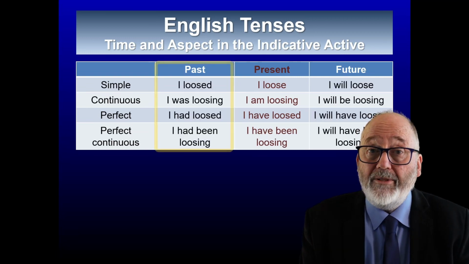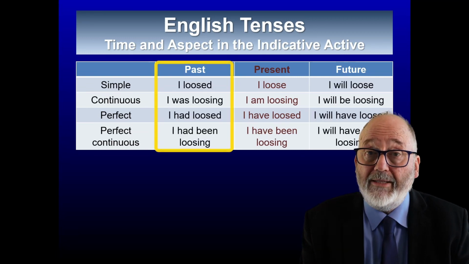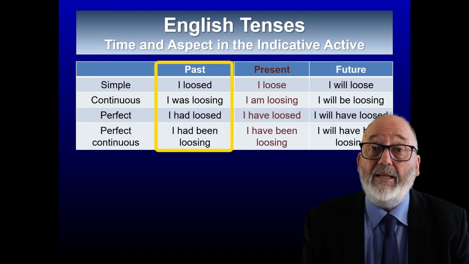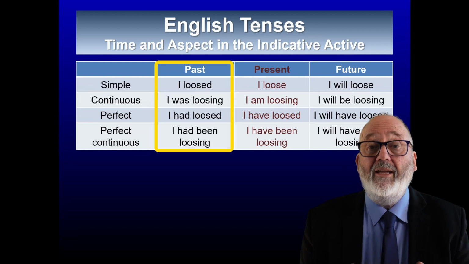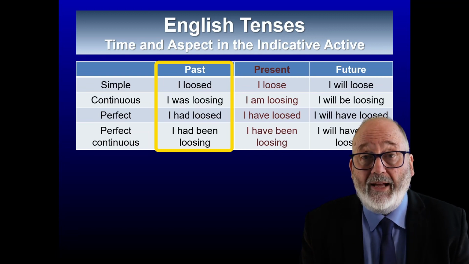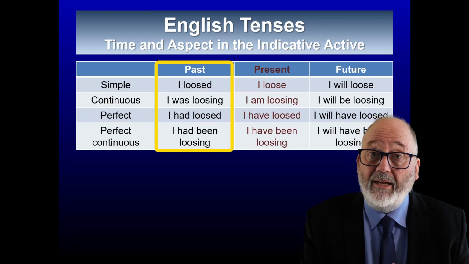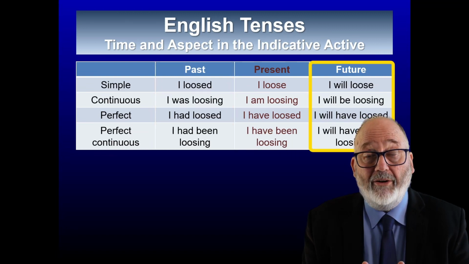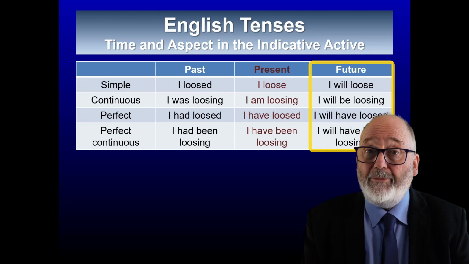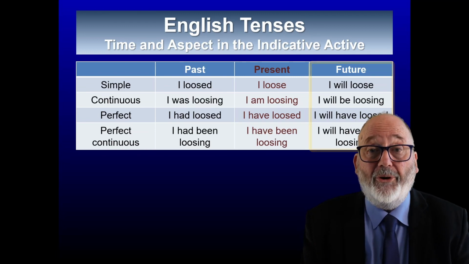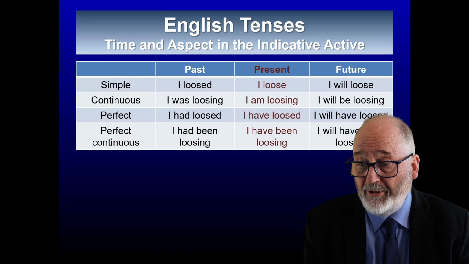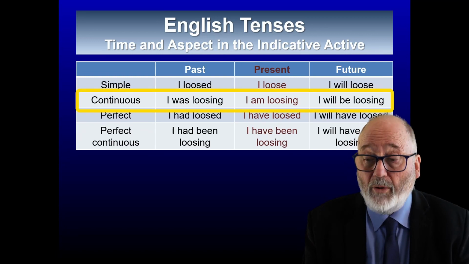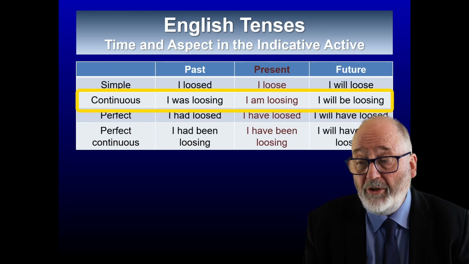Let's look at what happens to luo as we move from the present tense to the past tense. So the simple present is I loose. Today, I loose. The simple past is yesterday, I loosed. The simple future, tomorrow, I will loose. And we can do something similar for the 4 aspects. For example, present, I am loosing. Yesterday, I was loosing. Tomorrow, I will be loosing.